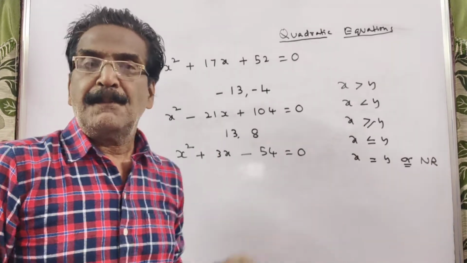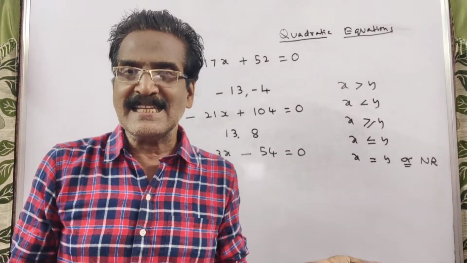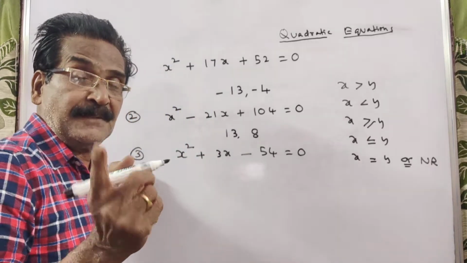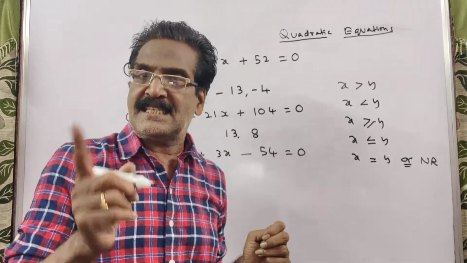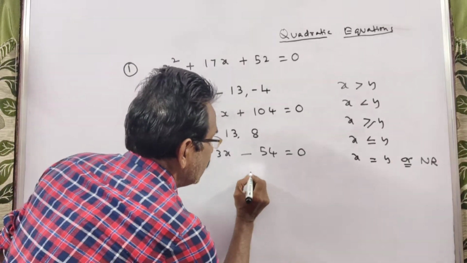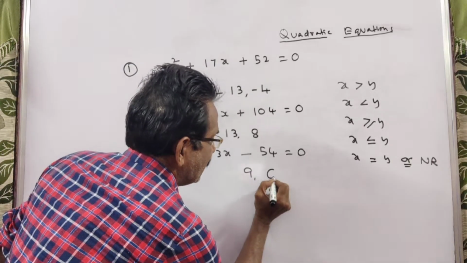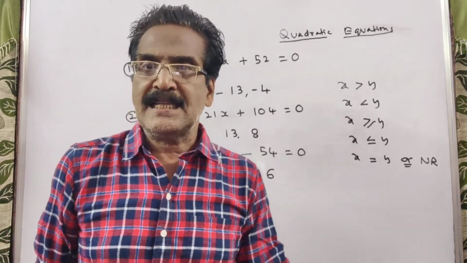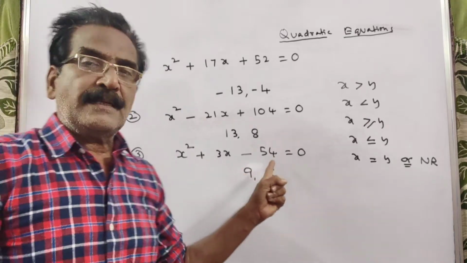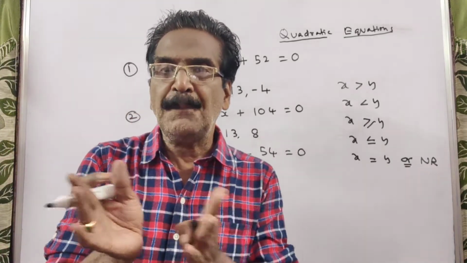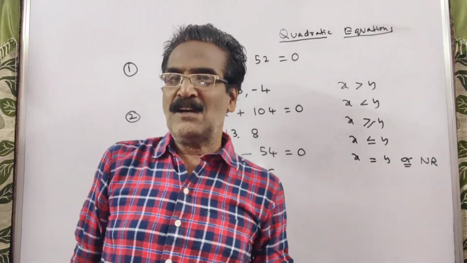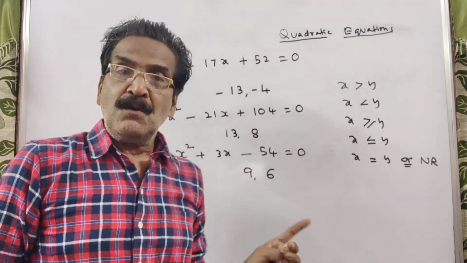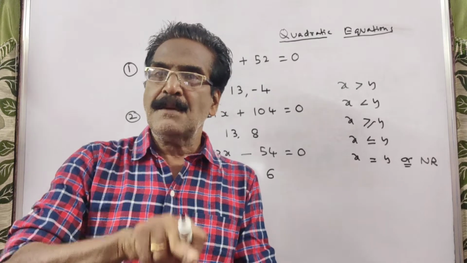product 54, difference 3. Product 54 means 9 sixes are 54. The difference between 9 and 6 is 3. So the numerical values of the roots are 9 and 6. Now let us see the signs. We know one thing: these roots must have opposite signs. So between these two values, which is plus and which is minus?